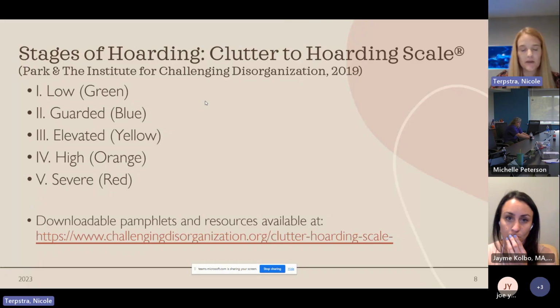All right. This might also be an area that you're familiar with. It is the stages of hoarding. Sorry, the stages of hoarding clutter to hoarding scale. So this is actually included on my presentation with permission from the Institute for Challenging Disorganization. But I think unless you guys have questions, we can return to it later, but it basically goes through the different levels of severity from low all the way to severe for hoarding disorder.